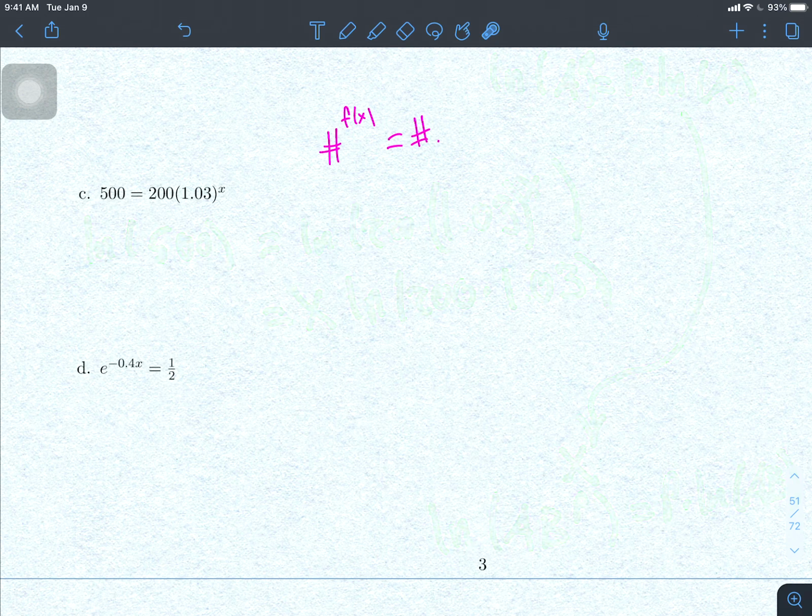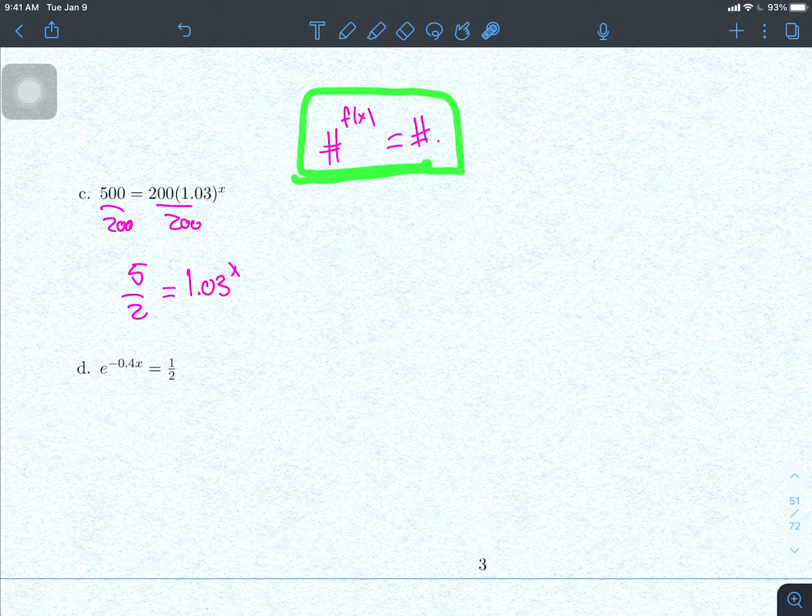So I shouldn't use this technique. What I should do rather is eliminate this 200 first by dividing both sides. And I get 5 halves equals 1.03 to the x. So now I have my equation in terms of a number to something with x is equal to some other number. I can only apply the rules under the specific circumstances under which they're written. So now I can go ahead and use my trick.